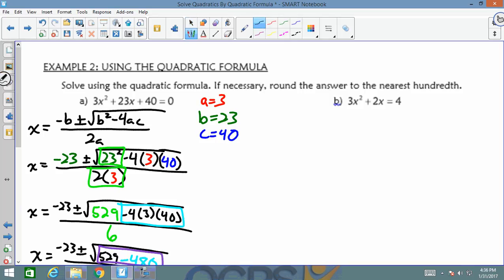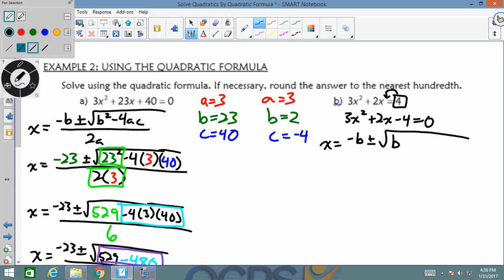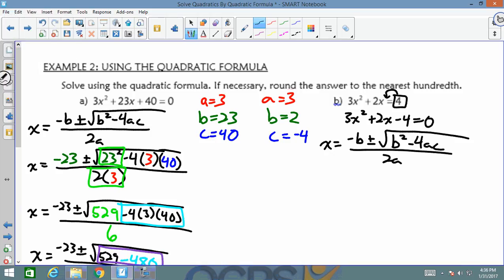So remember, we need to move this 4 to the other side because it's positive. It's now going to become negative. And now we got to identify A, B, and C. So A in this case would be 3. B would be 2. And C would be negative 4. Once we identify A, B, and C, we have to write down the quadratic formula. So x equals negative b plus or minus the square root of b squared minus 4ac all over 2a.